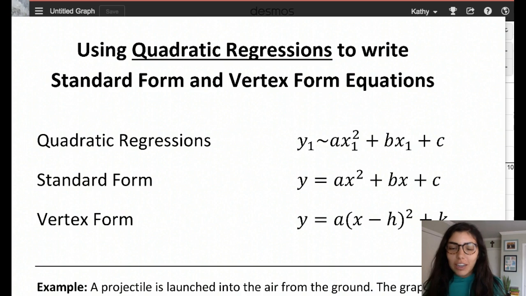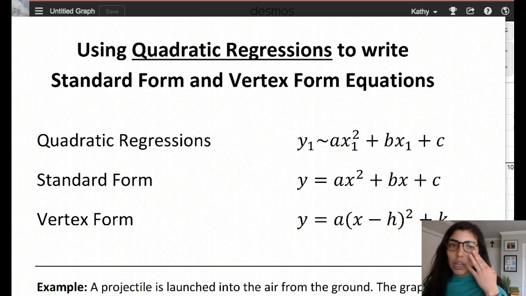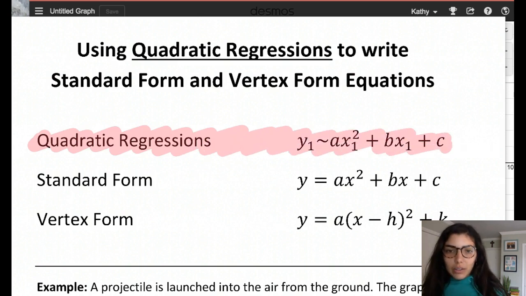Now, a regression is the type of line that we typed into Desmos for linear and for exponential functions and did the cool squiggly line thing to have Desmos show us the equation that goes through the lines. So I need you to highlight some things for me here. The thing I would like for you to highlight first is the quadratic regression equation. That is the one you're going to be typing into Desmos.